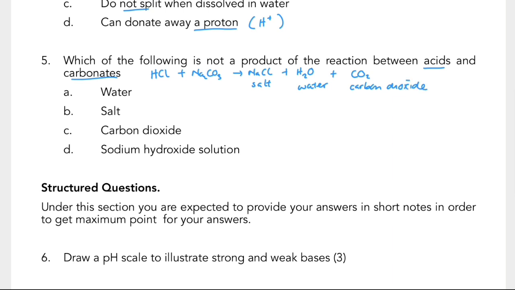So in our question, which of the following is not a product between acids and carbonates? So the basic products are salt, water, and carbon dioxide. So these were our basic products, which leaves sodium hydroxide solution as the answer, or in other words, that's the one that is not produced when we react acids and carbonates.